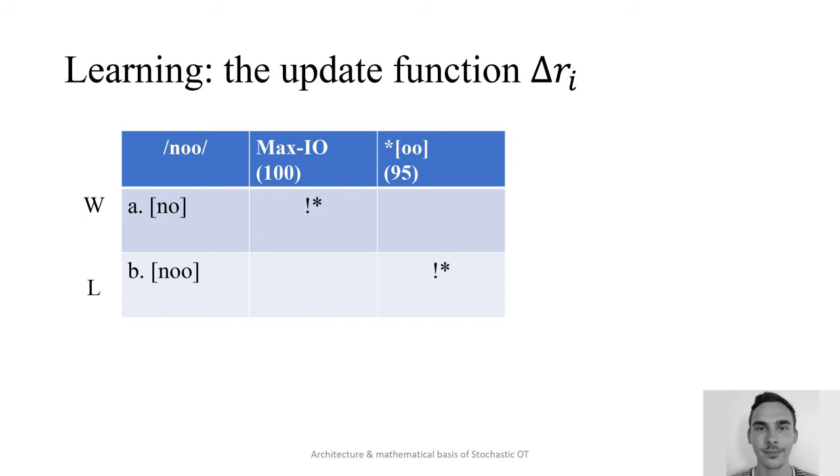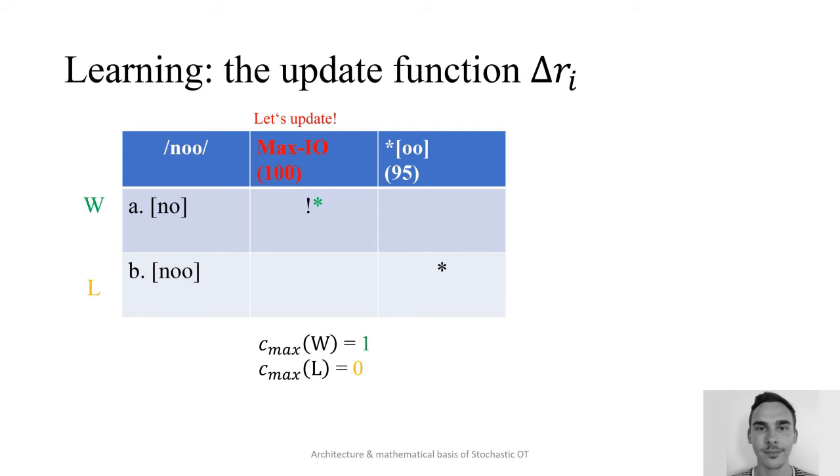Now the learner encounters a piece of data in the world, let's say from an adult, which produces candidate A and not candidate B. So there's a mismatch between what the learner assumes and what the target grammar suggests. This means that the current constraint hierarchy needs an update, and that's what we are going to do now using the formula from the previous slides.